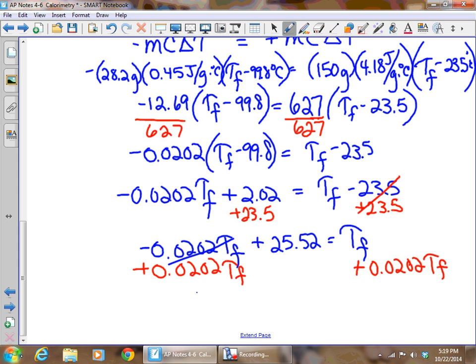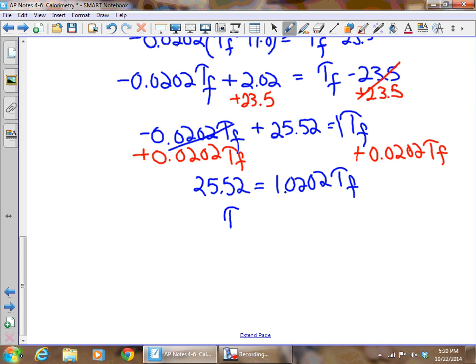Which of course reduces it to 1 here. I end up with 25.52 is equal to, sorry, 1.0202. Remember, I'm adding this to 1 T sub F, so 1.0202 T sub Fs. And finally, my final temperature, T sub F, is going to be, as I divide both sides by 1.0202, 25 degrees Celsius. 25.0 degrees Celsius.